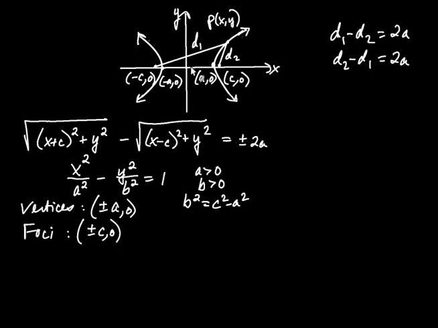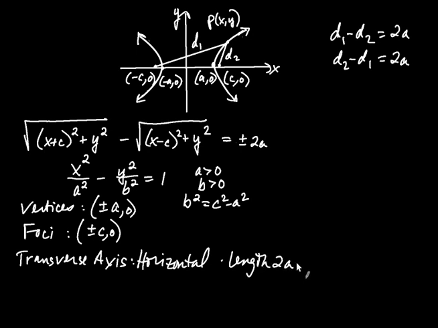I should mention that the axis connecting the two vertices, a little line segment connecting those two vertices, is called the transverse axis. So the transverse axis for this hyperbola is horizontal. And in a moment we're going to see a case where the transverse axis is vertical. Now what's the length of that transverse axis? Well, from here to here is a. So by symmetry, the fact that this is (-a, 0) means the transverse axis has length 2a.